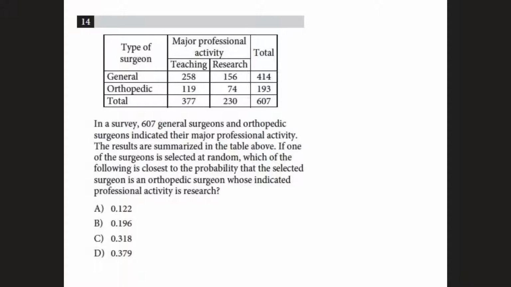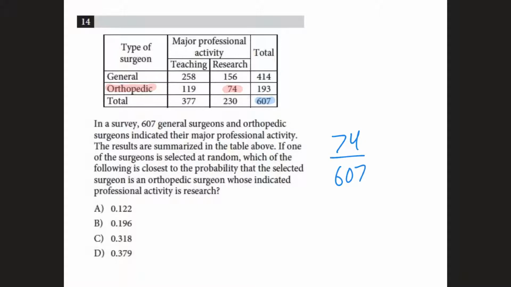Okay, so an orthopedic surgeon, type of surgeon, orthopedic surgeon, and we want type of activity is research. So there are 72 orthopedic surgeons that primarily do research. Okay, well, out of how many surveyed? It says that if one of the surgeons is selected at random, okay, so then there's a total of 607. So it'd be 74 out of 607.